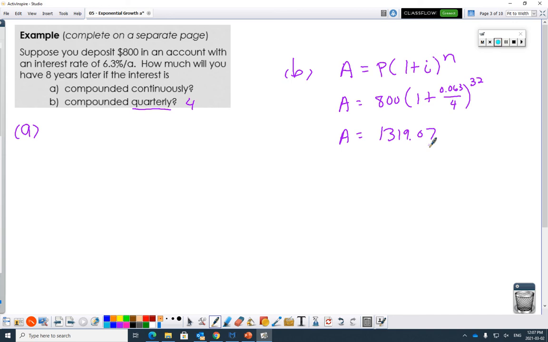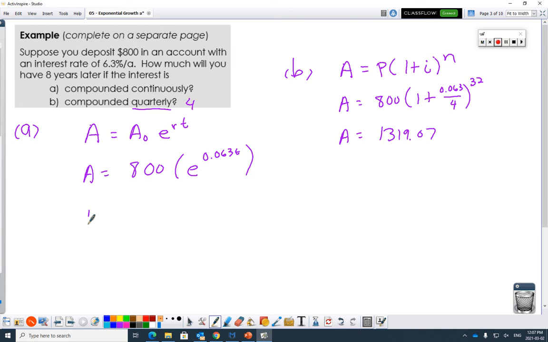Any questions about the old compound interest formula? Okay, so the new interest formula, when things are compounded continuously, is A equals A naught e to the rt. So in this case, my amount is going to be my original $800, multiplied by e to the power of the rate right in the formula, 0.063t.